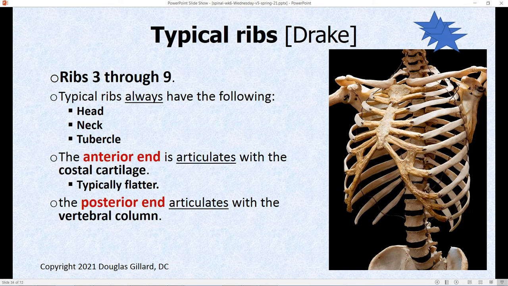Typical ribs. So this is different than true ribs. Remember, true ribs are lucky 7, 1 through 7. But typical ribs are ribs 3 through 9. They always have the following. We've talked about the head. Yesterday we talked about it for some of you. The head, the neck, and the tubercle. That's where the posterior end has a head, neck, and tubercle. The anterior is a flat, kind of a flat blade. You can see right there, it's kind of flat looking.